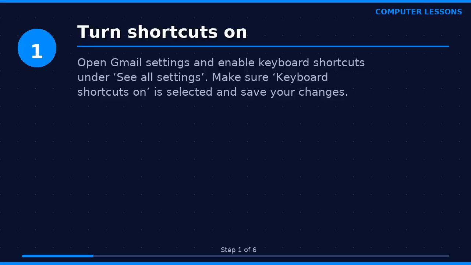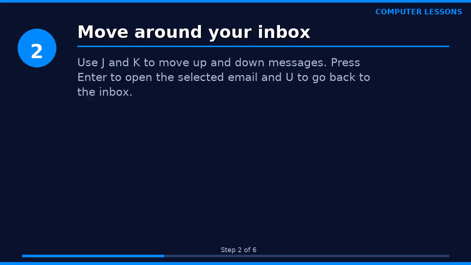Step 1. First, we need to make sure keyboard shortcuts are actually turned on. In Gmail, click the gear icon in the top right, then choose See All Settings. Scroll down in the General tab until you see Keyboard Shortcuts. Select Keyboard Shortcuts on. Then scroll to the bottom and click Save Changes. Once you do that, everything else we cover will start working.